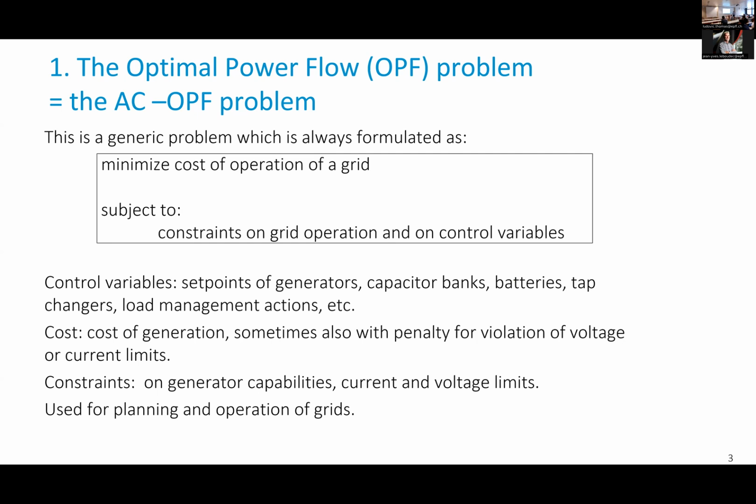that may change the qualitative or quantitative behavior of the grid. For example, what is called tap changers. Tap changers are discrete settings in the transformers that can change the output of a transformer, the output voltage, from one value to the other. So this is what the problem is.